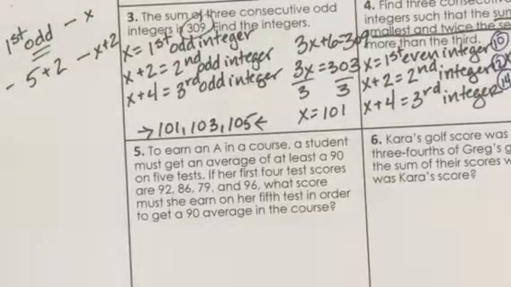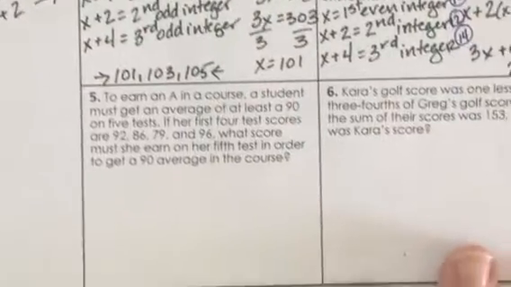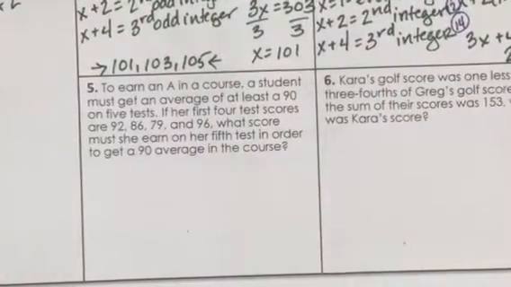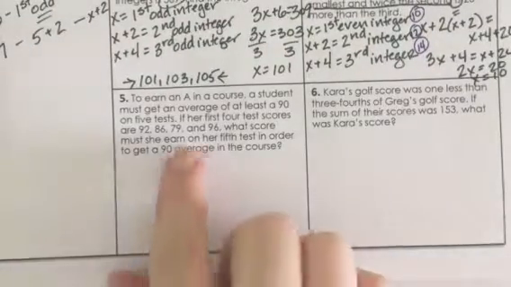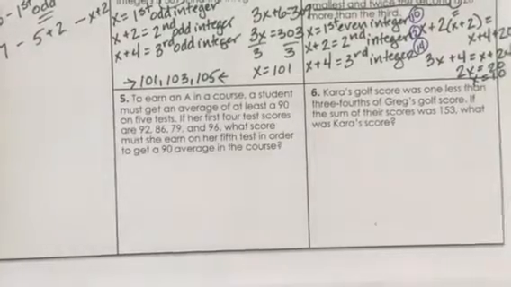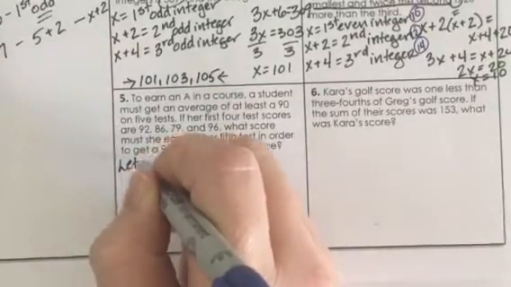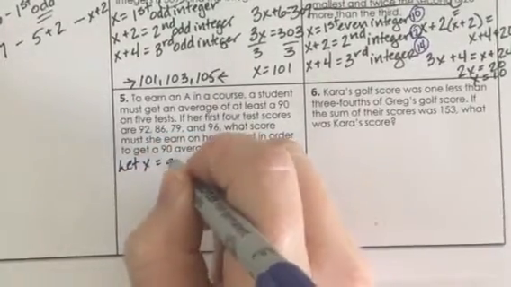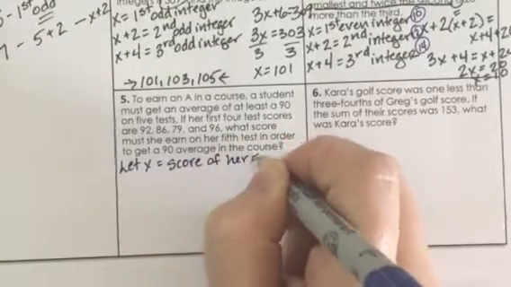Number 5 reads, in order to earn an A in a course, a student must get an average of at least 90 on 5 tests. Her first 4 test scores are 92, 86, 79, 96. What score must she earn on her 5th test in order to get a 90 average in the course? So I'm going to let x equal the score of her 5th test.